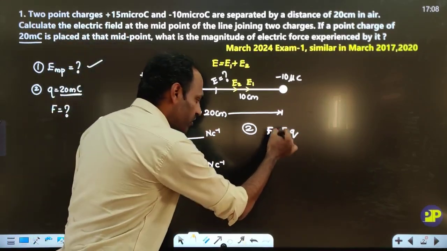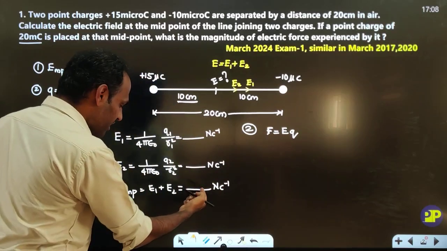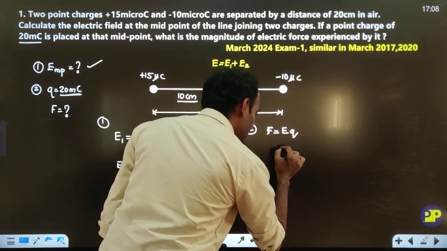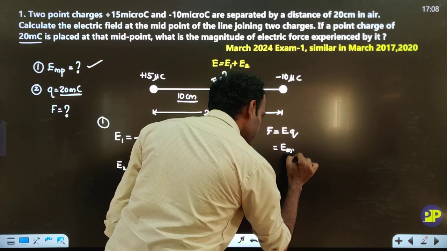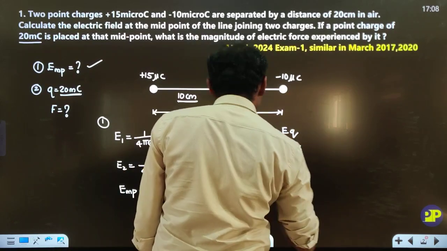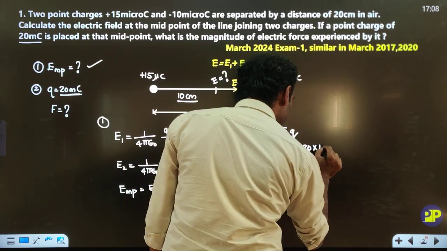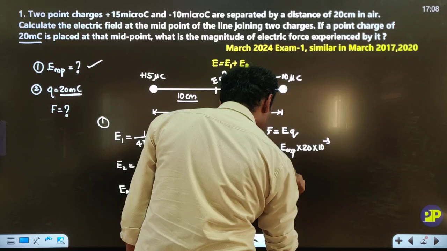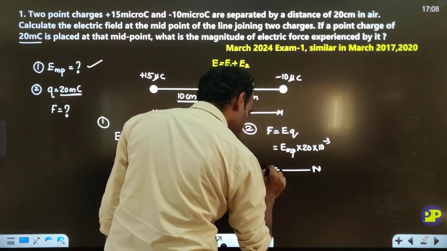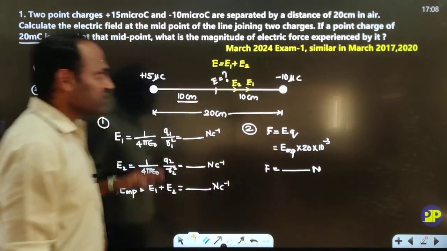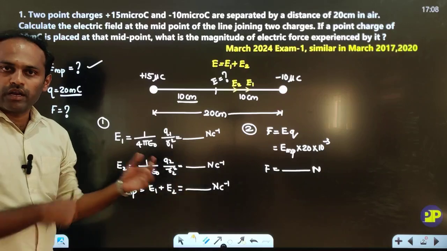Okay, electric field is already known. You have calculated here. Substitute that electric field, I mean the electric field at the midpoint, into the charge. How much is the charge? Charge is 20 millicoulomb. Right, you will multiply, you will get the force, right? The SI unit of force is Newton, right? This is how we have to solve this numerical, right?